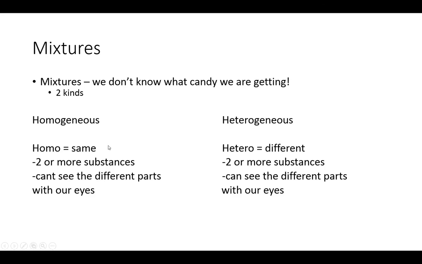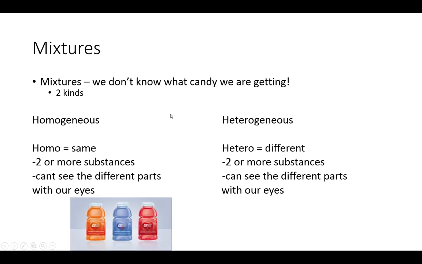Now it's two or more substances, but the reason we call it the same is because we cannot see the different parts with our eyes. Now this isn't using a microscope or any extra device. I mean, if you have glasses, okay, you can use your glasses, but it's can we see the different parts with what we call the naked eye. Heterogeneous means different. There's still two or more substances, but we can see the different parts with our eyes.